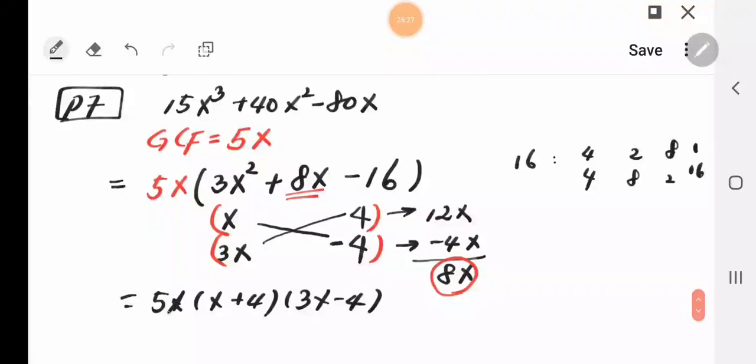When you try this method, there are always many pairs like this. If a pair is not working, then try a different pair. You have to keep trying until you get the right pair. If a trinomial is factorable over the integers, then there is always such a factorization.